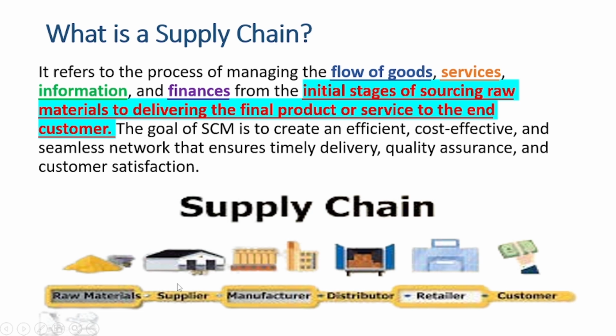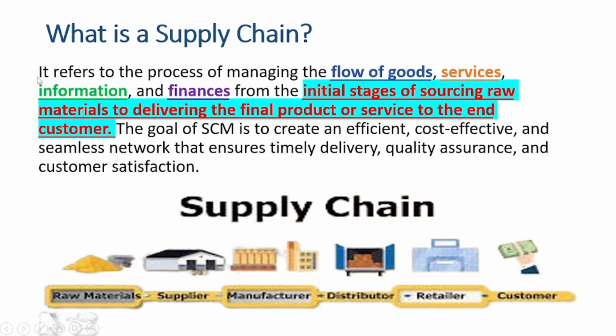In upcoming slides, we're also going to differentiate between supply chain management and operation management. In supply chain management, we mostly discuss these five: we mostly skip the manufacturing part because this part is known as the operational part. So in supply chain management, we mostly talk about the raw material, supplier, distributor, retailer and customer. So let's move toward the definition.